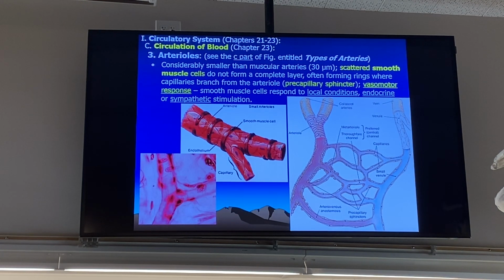They can also respond to vasomotor responses and signals, but this is not the VMC, not the vasomotor center. This is more local situations. Okay?